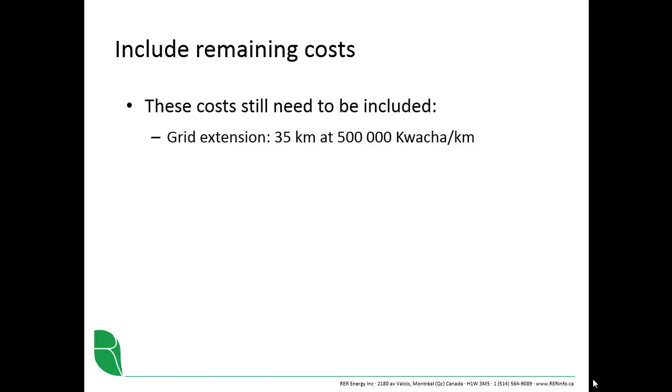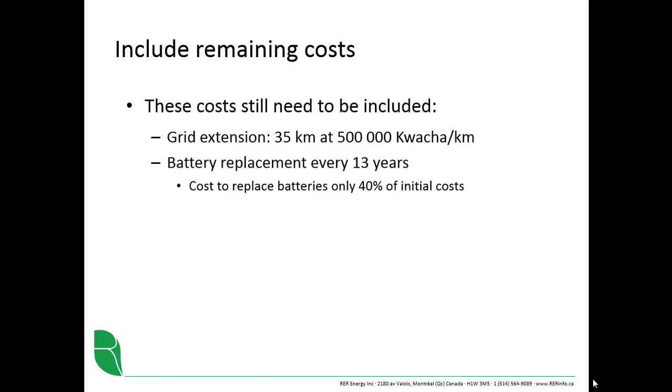We've got all the annual O&M costs in there, at least that we're aware of currently. But we do have to think about a periodic cost, which is battery replacement every 13 years. And I would assume that the cost to replace the batteries is only 40% of the initial costs. Why? Because first, there's a number of components that we need to be included initially, but that don't need replacement after 13 years. So it's only the battery cells themselves that might need replacement.